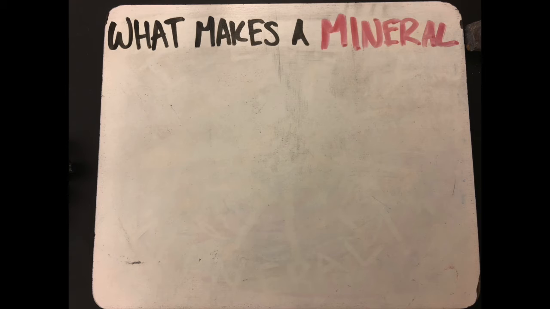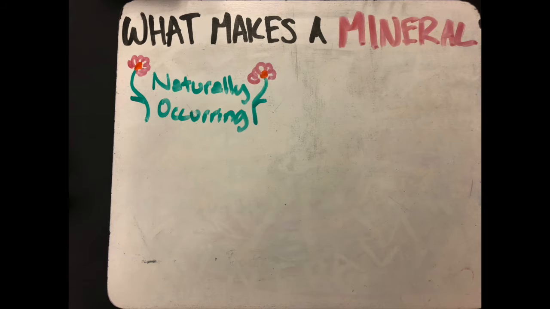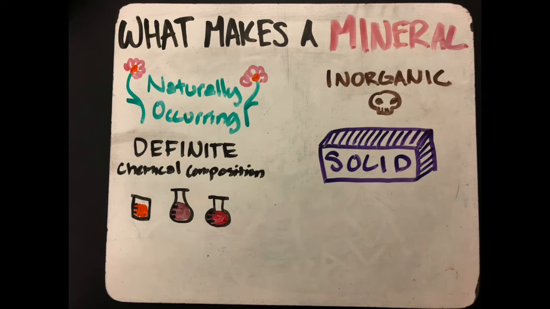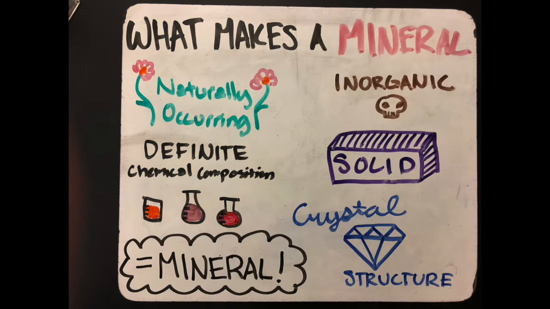Today we are going to identify a mineral. First off, what makes a mineral? A mineral is naturally occurring, inorganic, solid, has a definite chemical composition, and has a crystal structure. To identify what kind of mineral it is, you have to do a series of tests.